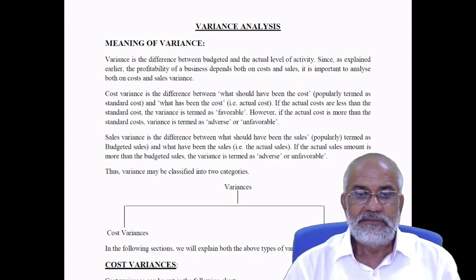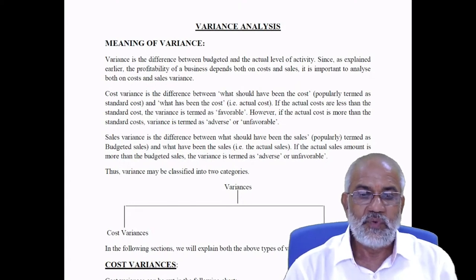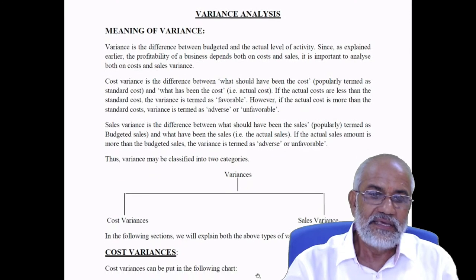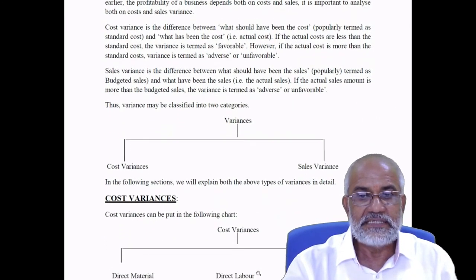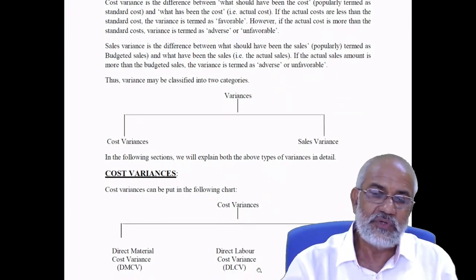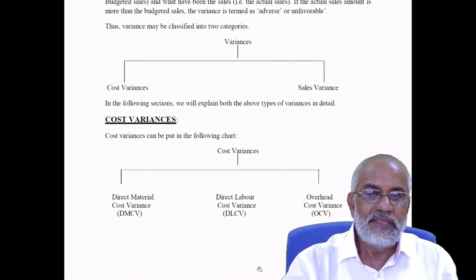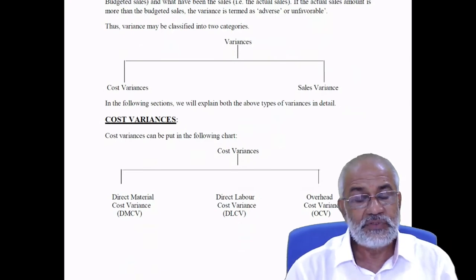Thus, in totality, the variance may be classified into two categories. One is the cost variance and the other one is the sales variance. In the following sections, we will have a detailed discussion on both the types of variances, that is cost variance as well as the sales variance. Cost variance can be put in the following flowchart. It is of two types.